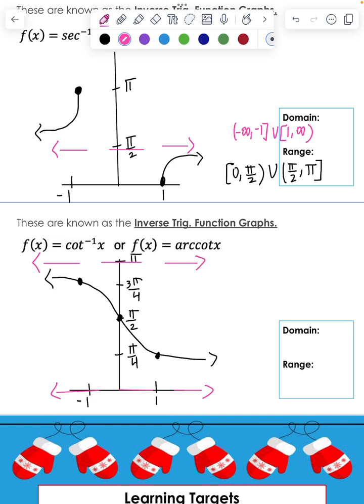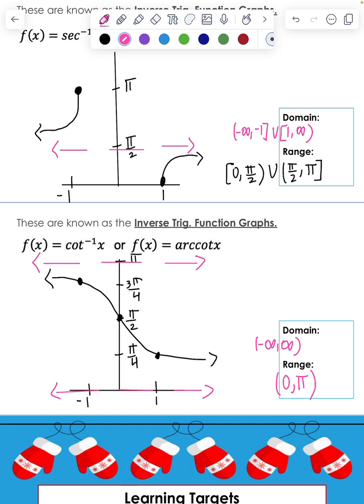Okay, domain is going to be the same as inverse tangent, -infinity to positive infinity. Range is from 0 to pi, but because you have asymptotes at 0 and pi, you're going to put parentheses.